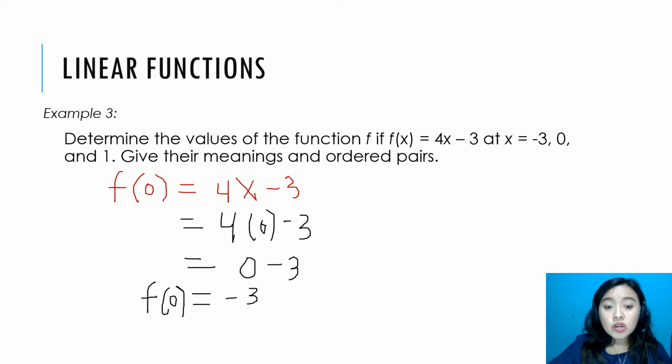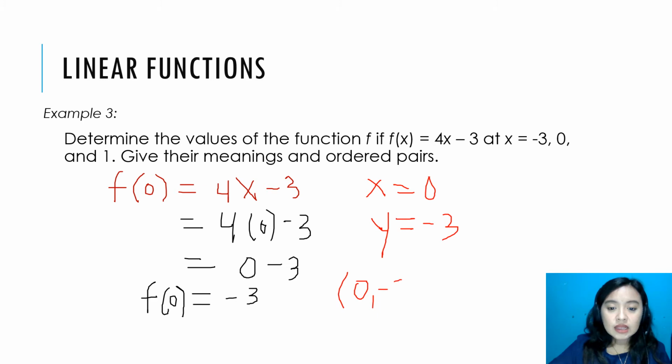So, unsa man ang ordered pair na atong makuhaan ni? For the ordered pair, we will have, kaya diba si x na to is 0, x is equal to 0, y is equal to, ang atong na-solve sa ato ang solution ganina, negative 3. And if we write this as an ordered pair, we will have 0, negative 3.